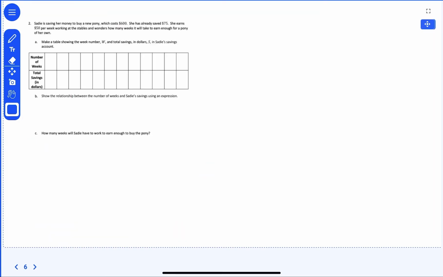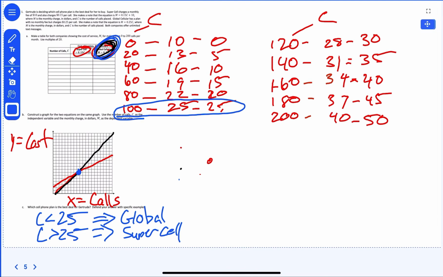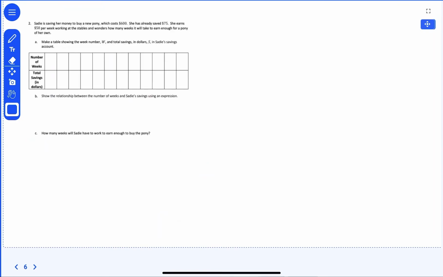Page 6. Oh, man, we got to hurry. Sadie is saving her money to buy a new pony, which costs $600. She has already saved $75. She earns $50 per week working at the stables and wonders how many weeks it will take her to earn enough for a pony of her own. Make a table showing the number of weeks and total of savings in dollars for each week.